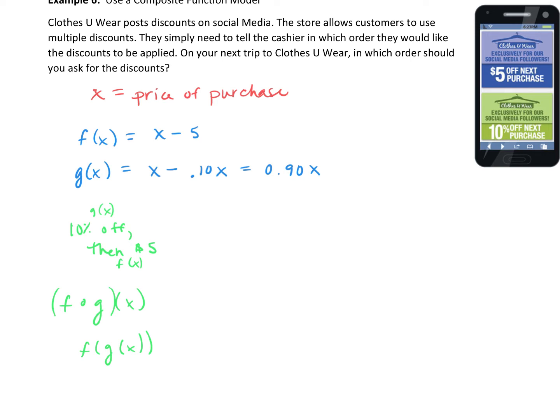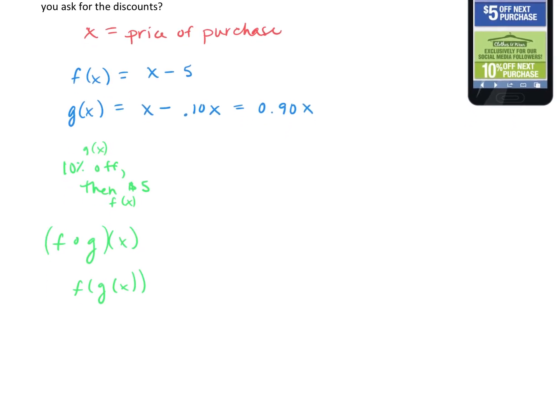The first discount we would take is the g of x function because we want to do the 10% off first. So if our first discount is the g of x function, which is the 90%, we want to do the f of 0.90x. So here's our f of g of x function. We're going to take 0.90x and substitute it into our f function. So we get 0.90x minus 5. So there's f of g of x.